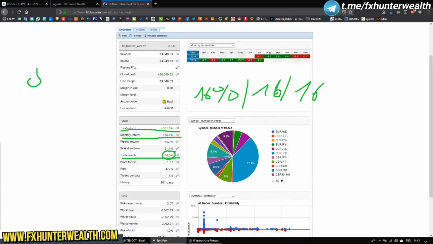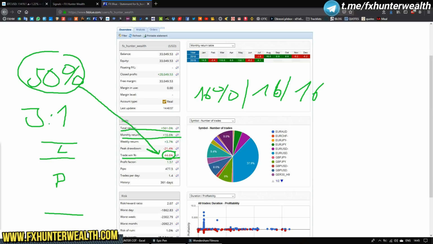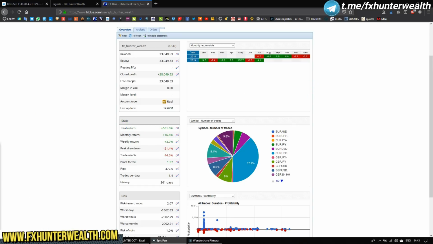But the thing is that even if you win around 50% of trades and you still trade at 3 to 1, it means that if I risk this much to win this much, this is my loss, this is my profit, then I could be even less than 50% profitable and I am still winning over the whole year. I mean, this is pretty good.